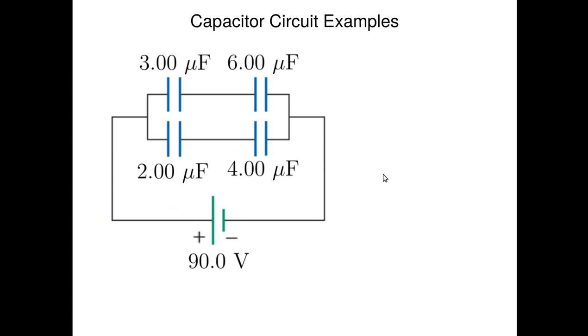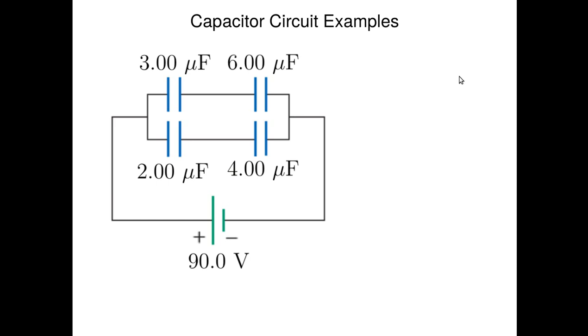So we've got 4 capacitors in this example. We've got a 90-volt battery, and we've got 4 capacitors, a 3, a 6, and a 2 and a 4. So it looks kind of hectic, right? It looks a little crazy, but I'm just going to go through the same rules, right? I'm looking for the equivalent capacitance first. I'm going to collapse the circuit, find the equivalent capacitance, add up the capacitors.